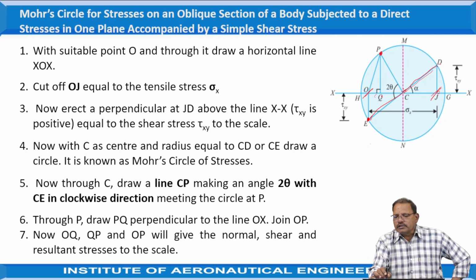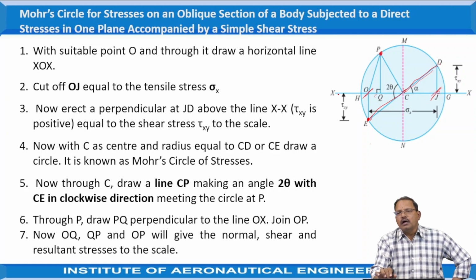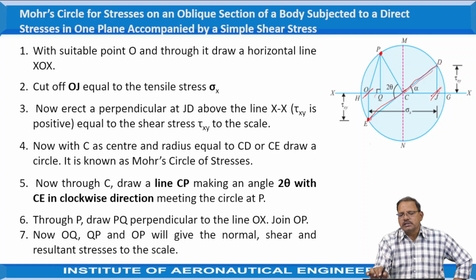Here, first of all, what have we taken? A horizontal line was taken, and OJ represented sigma x. From J, we erected a line JD such that it represents the shear stress according to a suitable scale. Now join D and C and extend it further.